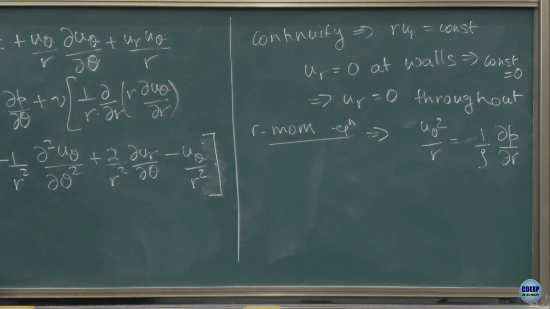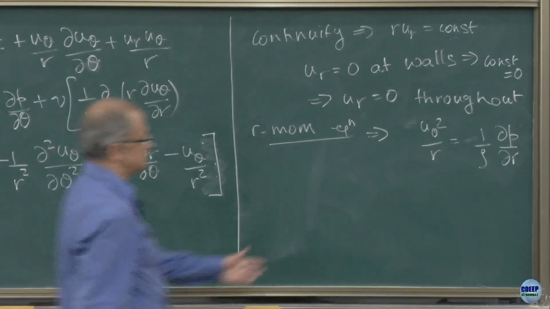So you can see that, unlike the previous case where there was no gradient along the lateral direction, there is a pressure gradient along the lateral direction. And why is that? What is this term?